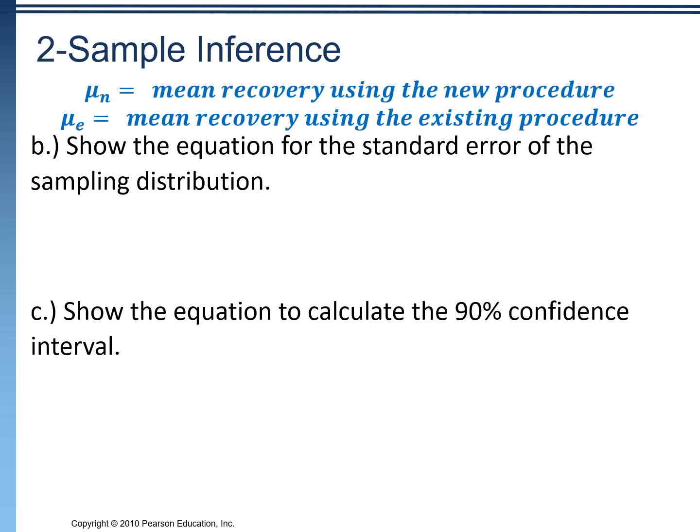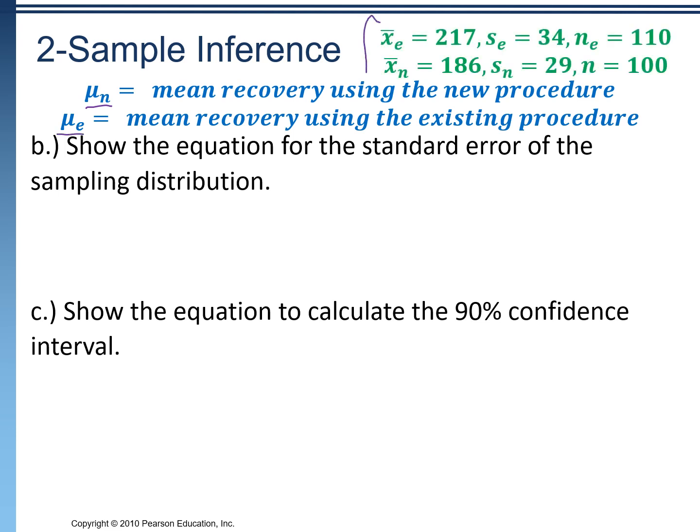To start, let me just define the variables here. Mu n will be the new procedure. Mu e is going to be the existing procedure. Up here, I've summarized all that important information from the problem for each of those variables.